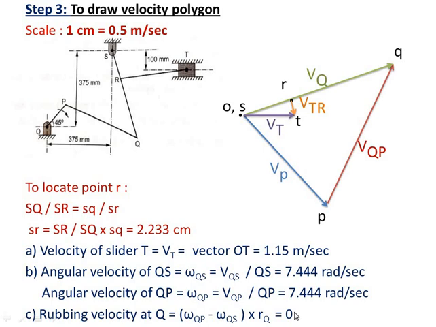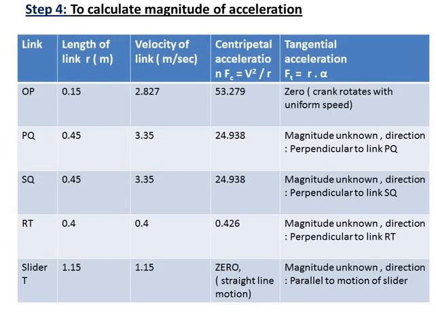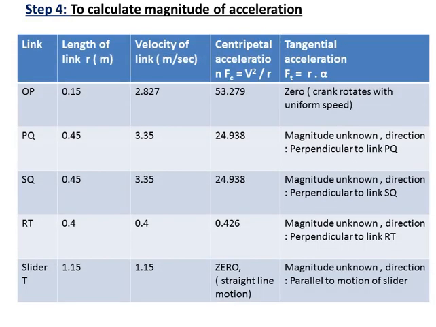So likewise you can find out rubbing velocity at point Q. Now we have to see the acceleration polygon. For this, first we need to calculate the acceleration of the various links. So for this we need to prepare this table which will include link, length of link, velocity of link, centripetal acceleration and tangential acceleration. So here we have the various links as OP, PQ, SQ, FT, RT and slider.